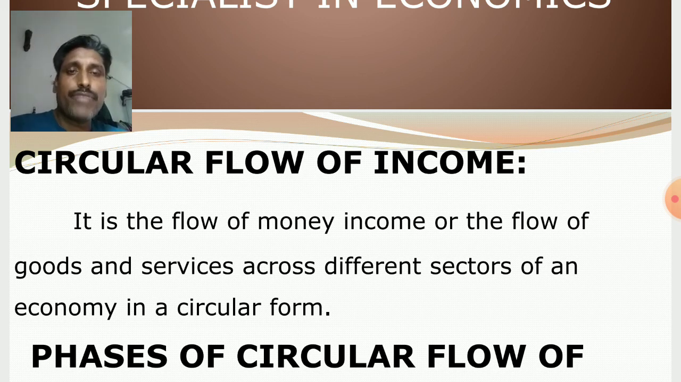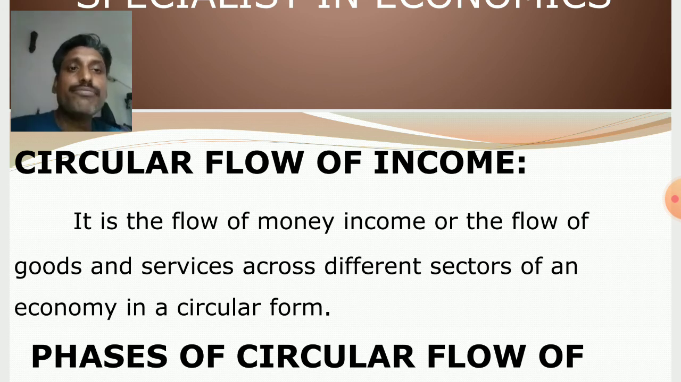Again, the farm sector makes factor payments to the household sector for provision of factor services, and in return the household sector incurs expenditure on goods and services provided by the farm sector. Similarly, it is the flow of goods and services between the farm sector and the household sector in a circular form.